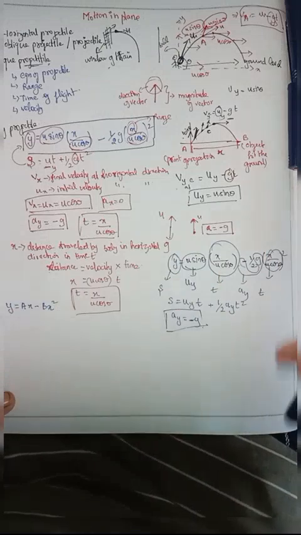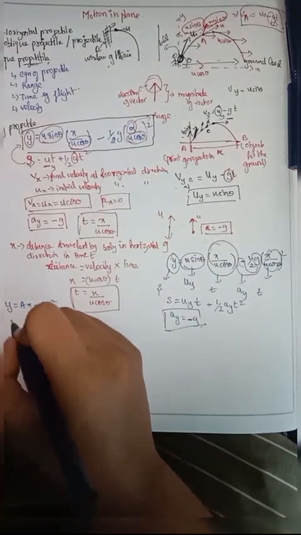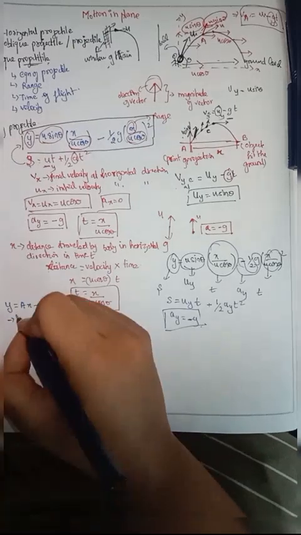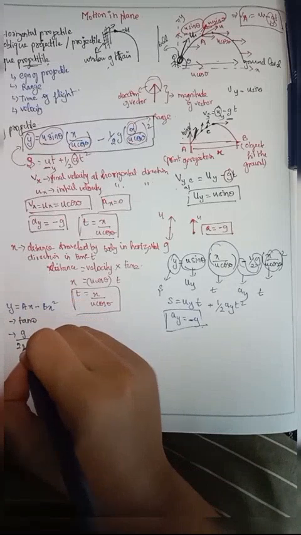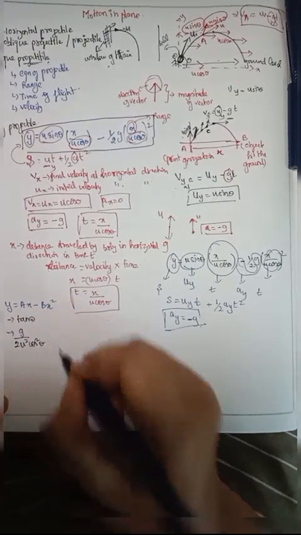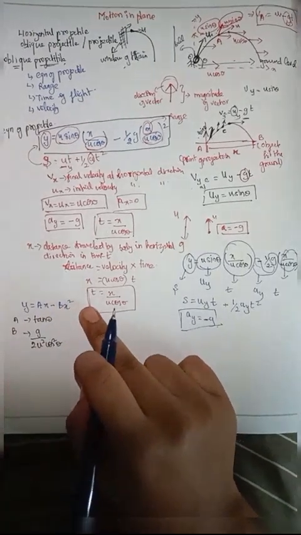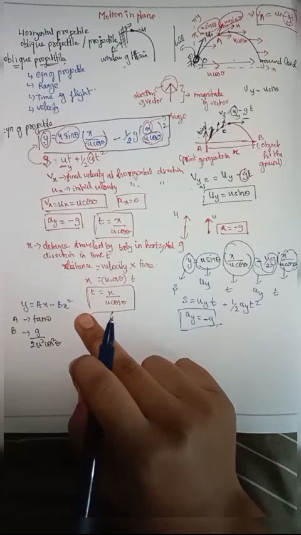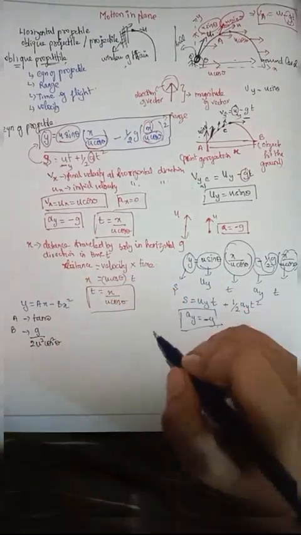In the projectile equation, what does A represent and what does B represent? A represents tan theta and B represents g by 2 u square cos square theta. These are the two representations of A and B.